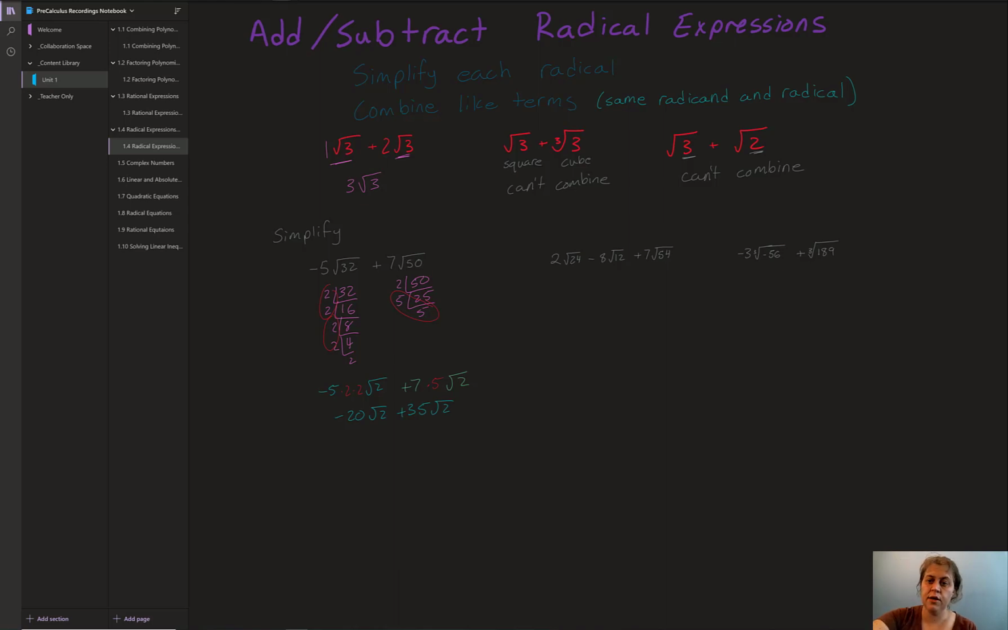I check my houses. I have the same type of house, and I have the same prisoner inside. So these guys are like terms. I can combine them. And that's going to give me negative 20 plus 35 would be a positive 15 square root 2.